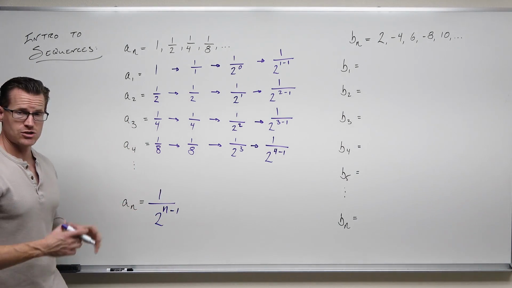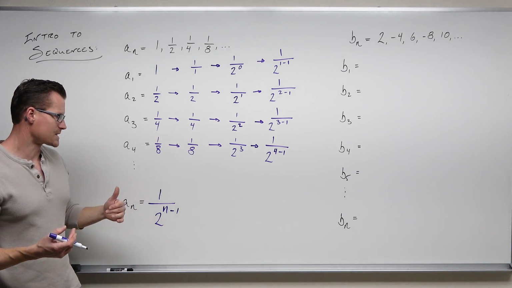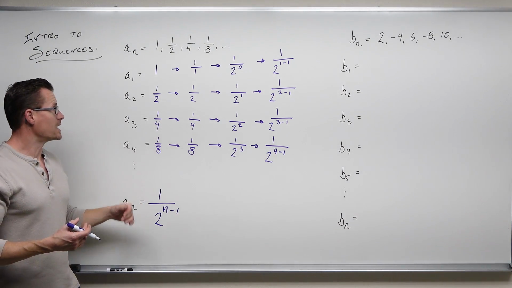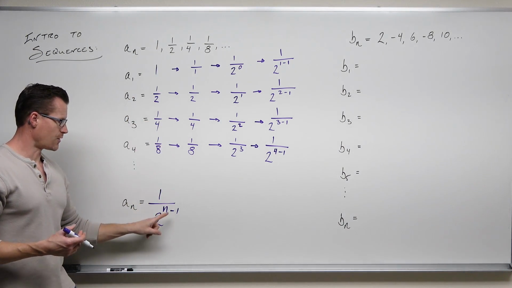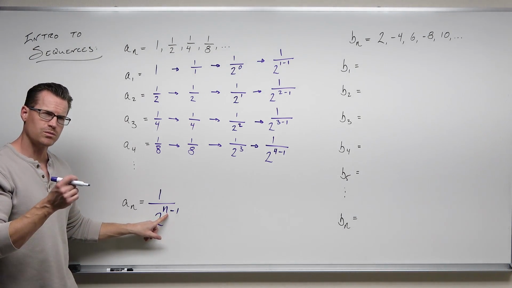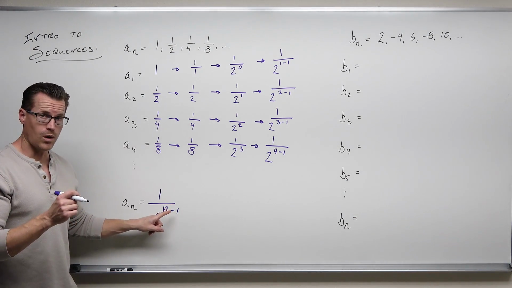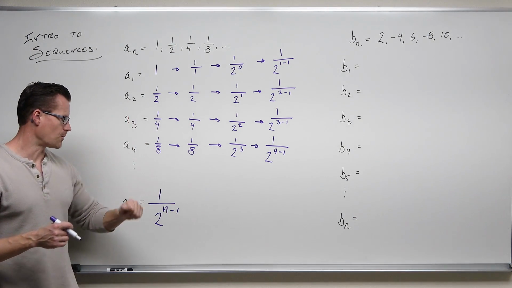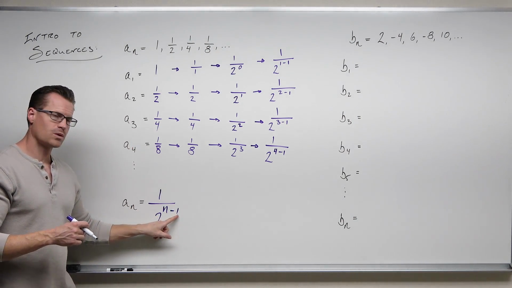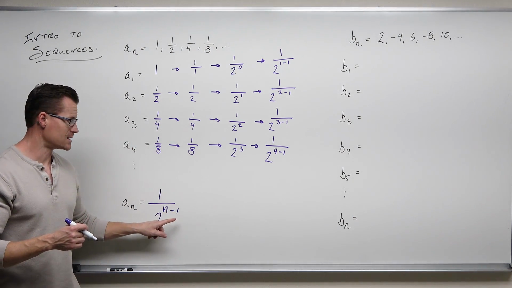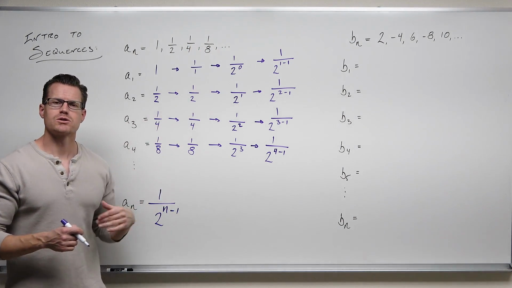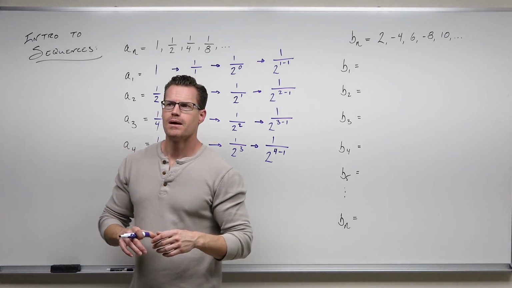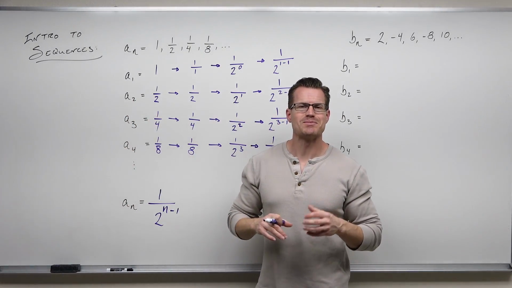So check it if you want to. If I wanted to see term number 1, I should be plugging in 1 and getting out 1. So if I plug in 1, 1 minus 1 is 0, 2 to the 0 is 1, 1 over 1 is 1. Let's check term 4. Plug in 4. 4 minus 1 is 3, 2 to the third is 8, 1 over 8 is 1/8. So it does work, and I hope that sequence of steps makes sense to you.